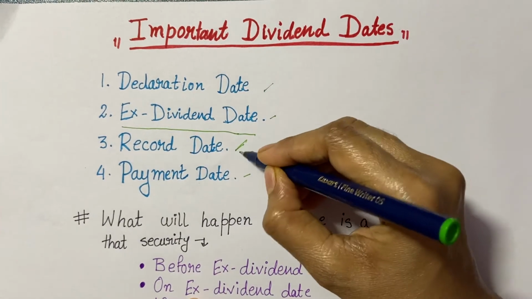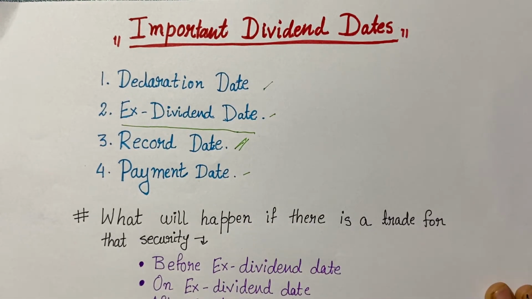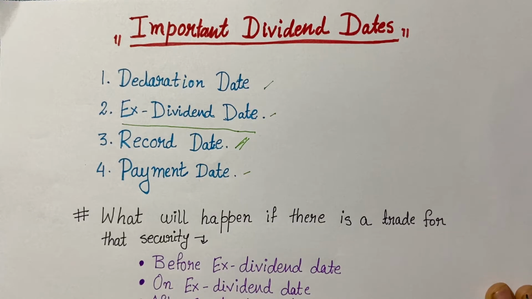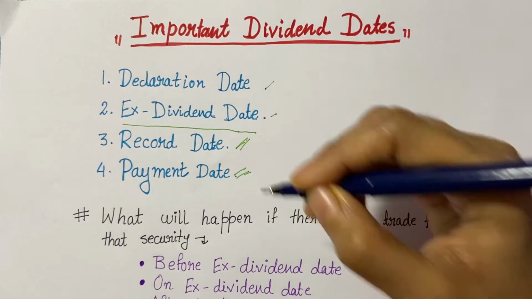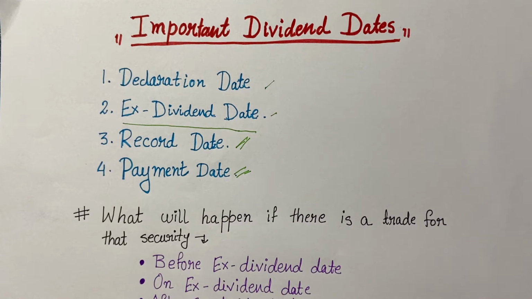Next is the record date. The record date will be 1 or generally 2 days after the ex-dividend date. On this day, the company checks its book of records to see who is holding the company share. Based on that, they will distribute the dividend. And fourth is the payment date. This is the date on which the actual dividend distribution happens.